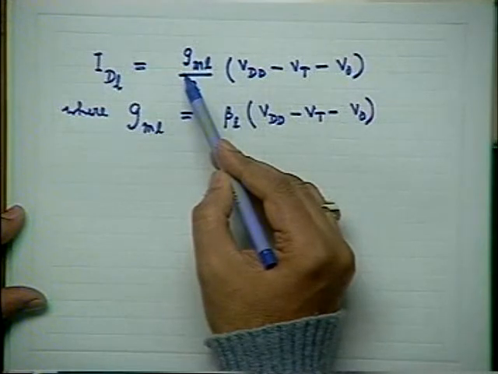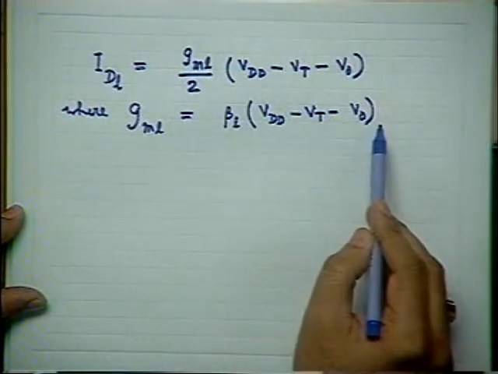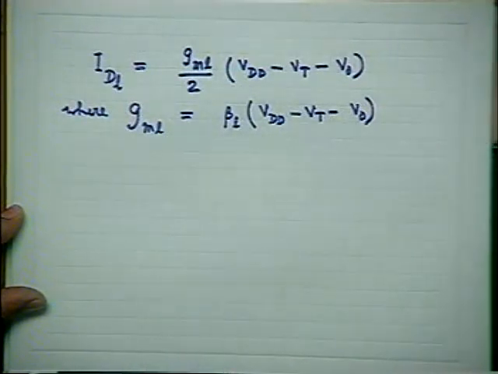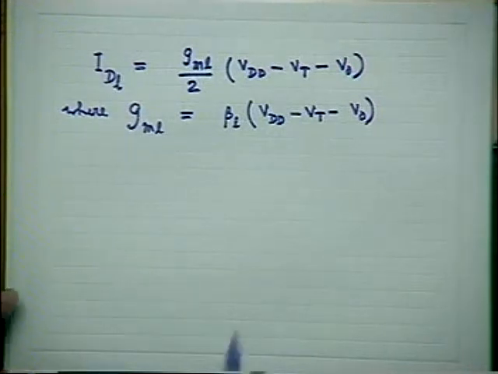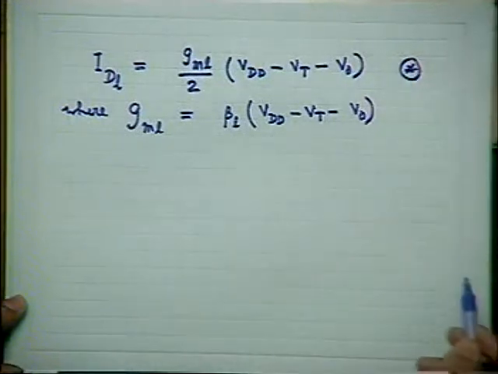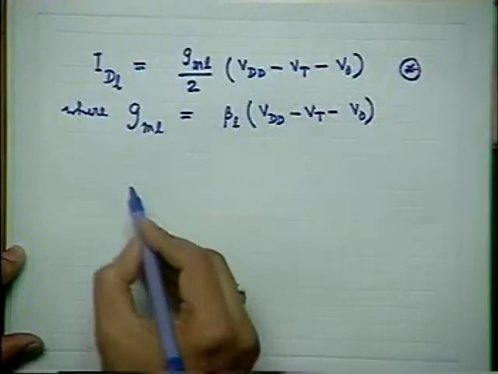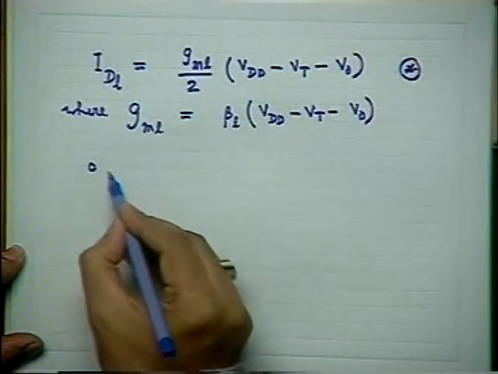Simply I have defined the term GML, and GML is related to beta L and the voltage parameters like this. There is nothing new I have done. Now what I will be doing, using this equation, this is very important now, I can draw an equivalent circuit of the inverter when the output voltage is close to the VOL. And looking at this expression, I can draw the equivalent circuit like this.